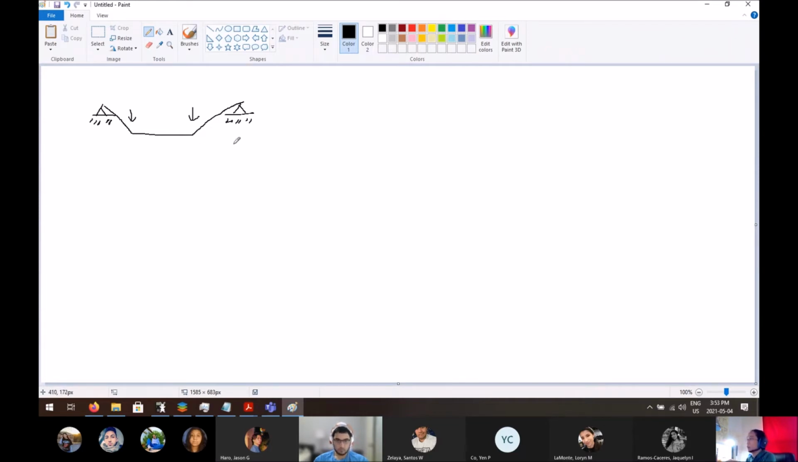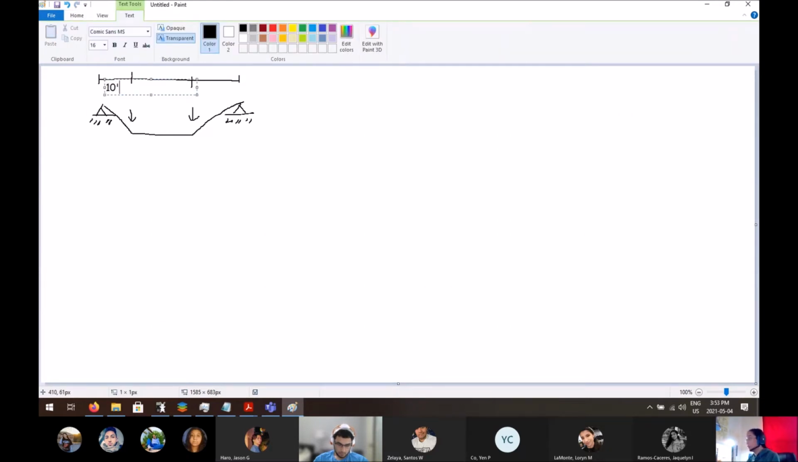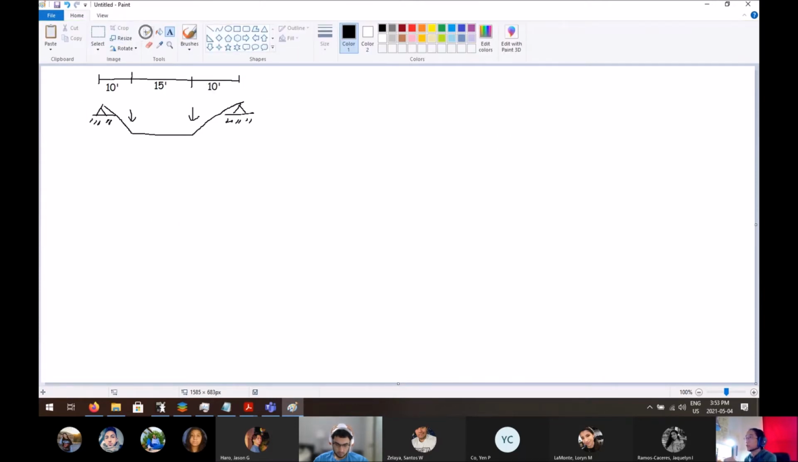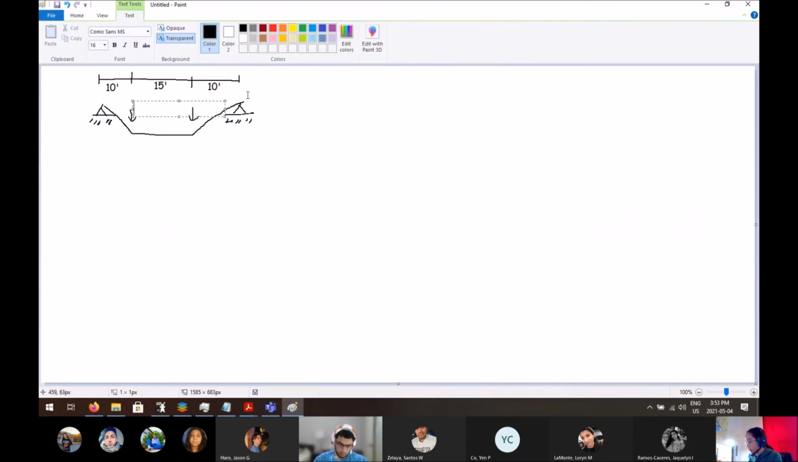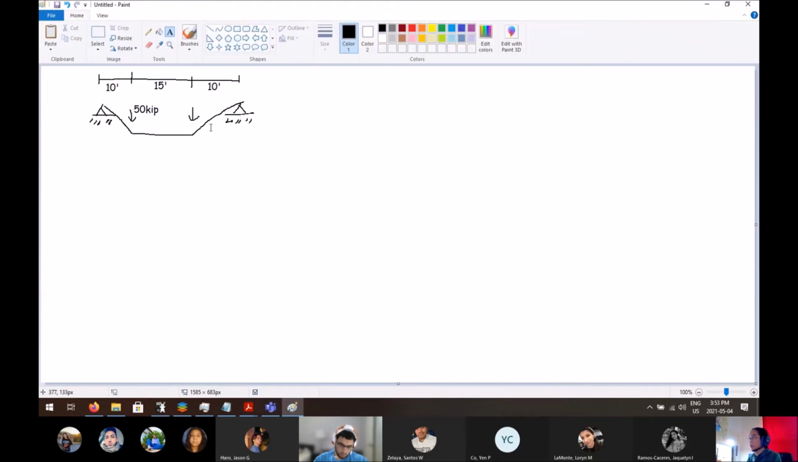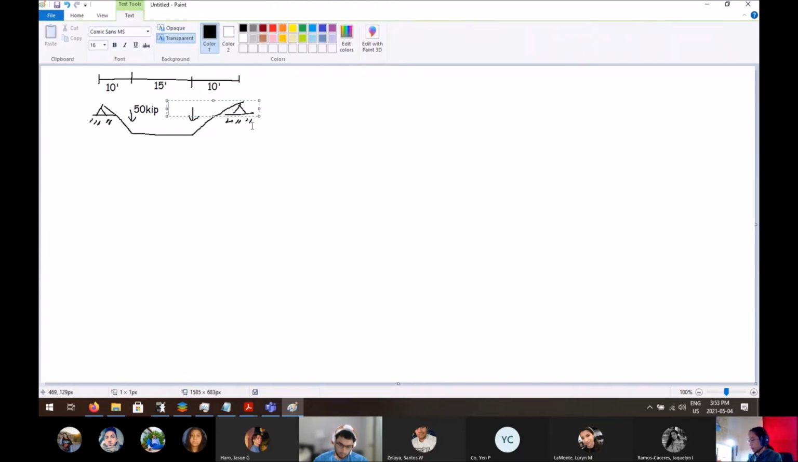So let's define some distances first as well. This will be 10 feet right there. 15. And another 10 feet, right? Symmetrical, which is fun. And just to further add on to the symmetry, we're gonna have 50 kips right here, and 50 kips right here.